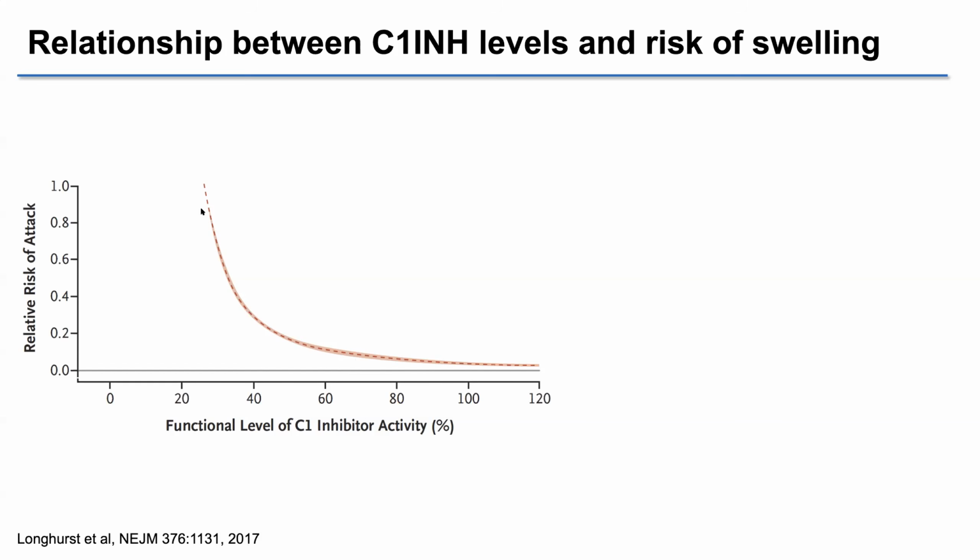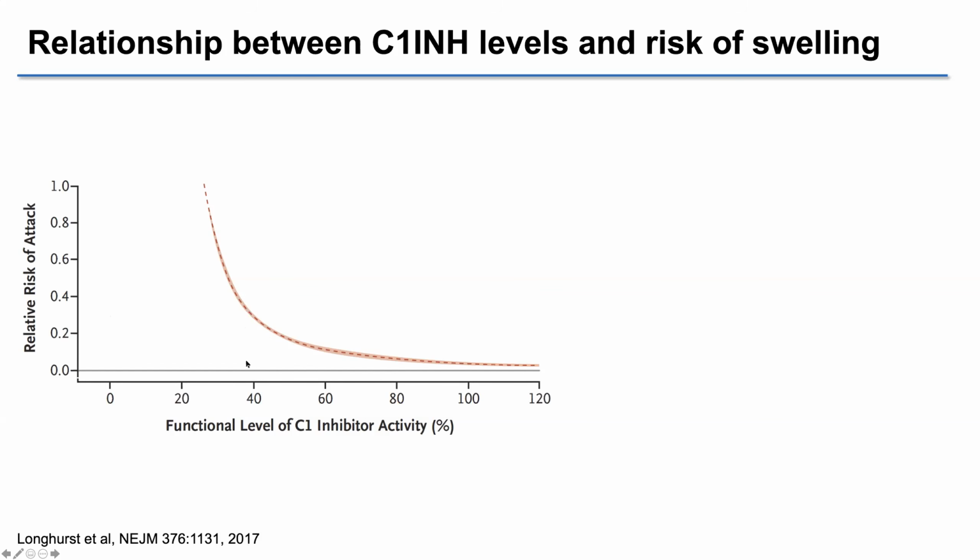And what you can see is that as the C1 inhibitor level falls, so as you move left on the horizontal axis, the risk of having an angioedema attack smoothly increases. And what this also tells us is, for a long time, we've thought that right around 40%, right down here, of the normal level of C1 inhibitor is pretty protective in patients.